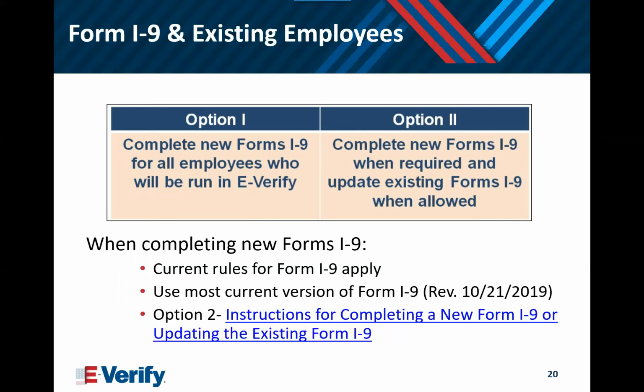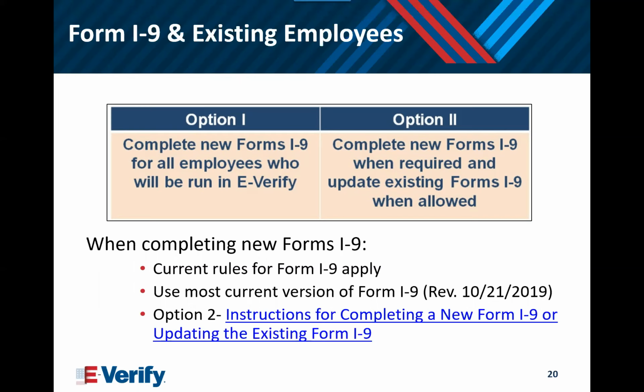And I will tell you that option 2 requires a little more diligence on your part, but if you have a small staff, it might be a good option for your organization. Option 2 is to complete new Form I-9s when required and update existing Forms I-9 when allowed. So I've given you a live link at the bottom of this slide where you can find instructions for completing a new Form I-9 or updating the existing Form I-9. Again, that's just going to be for option 2.